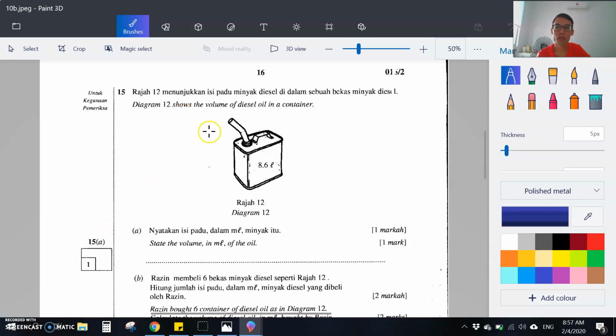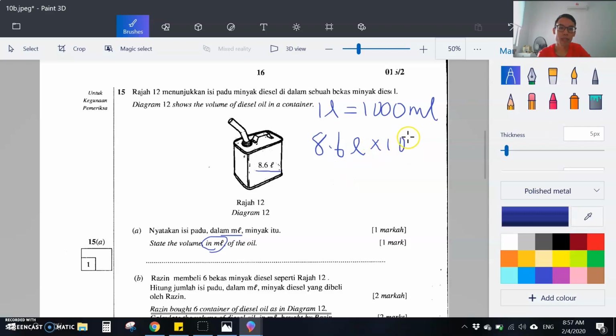Diagram 12 shows the volume of diesel oil in a container. State the volume in ml. Nyatakan isi padu dalam ml. So you see here, this is 8.6 liter. 8.6 liter. So 1 liter is 1000 ml. So 8.6 liter, you need to times 1000 ml.